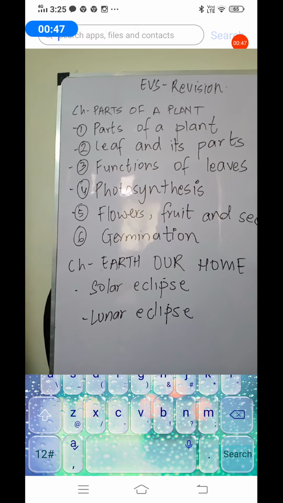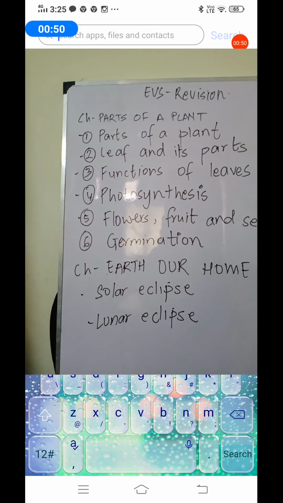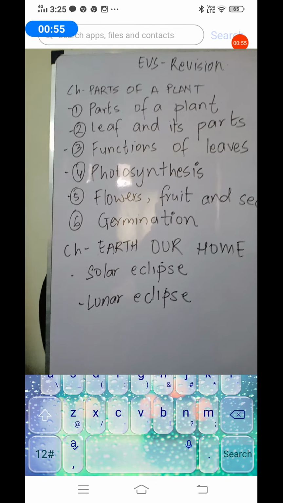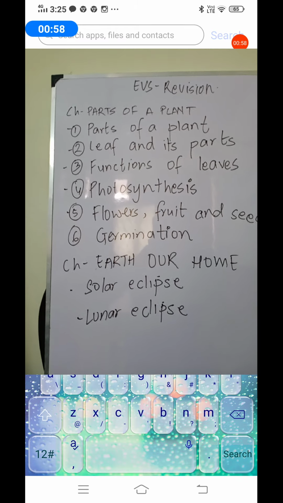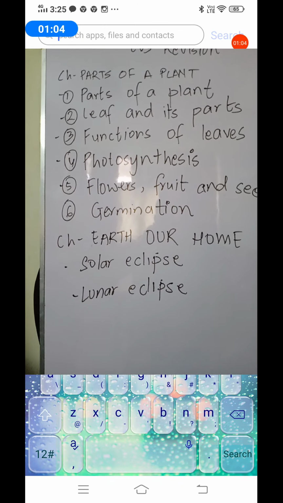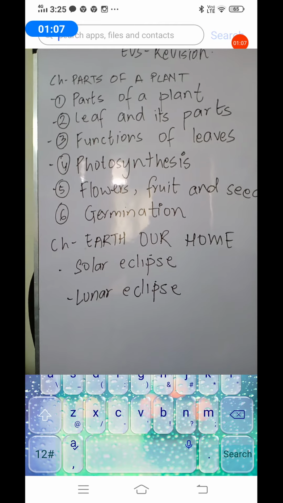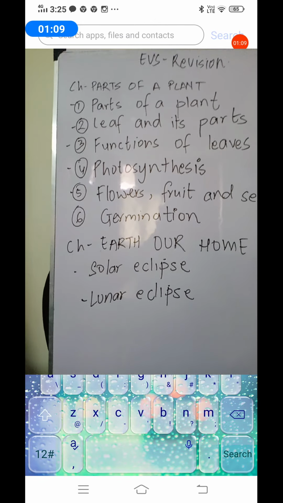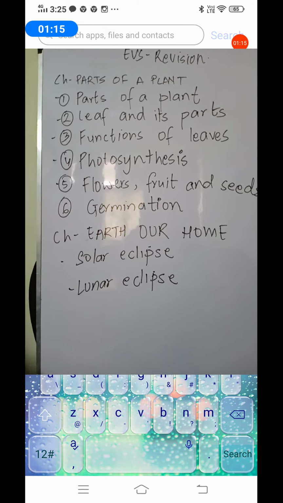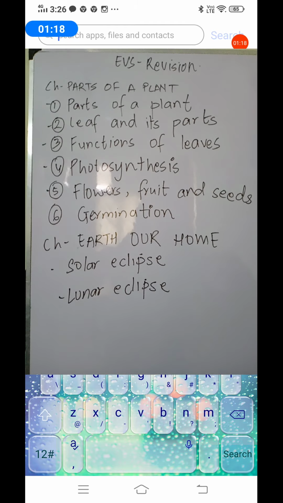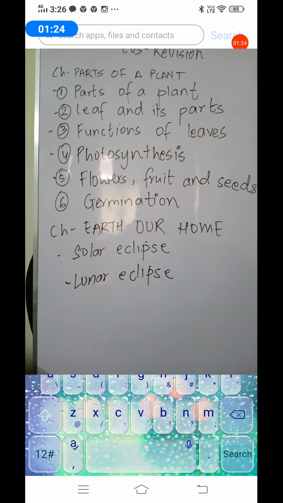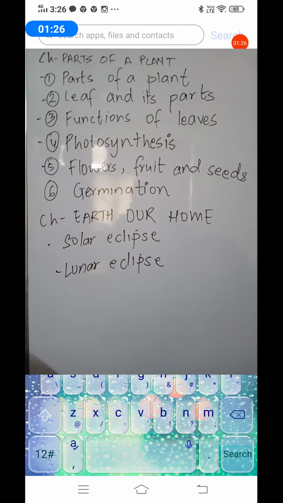So just to summarize these topics, we are going to look at the chapter Parts of a Plant. We are going to look into the first subtopic, parts of a plant, the leaf and its parts, functions of the leaf, photosynthesis, flowers, fruits and seeds, germination, and from the second chapter, Earth Our Home, we are going to look into topics like solar eclipse and lunar eclipse, because I've been informed that these are a little tricky and they need a bit of revision. So let's start one by one. We will look into each subtopic today, right?